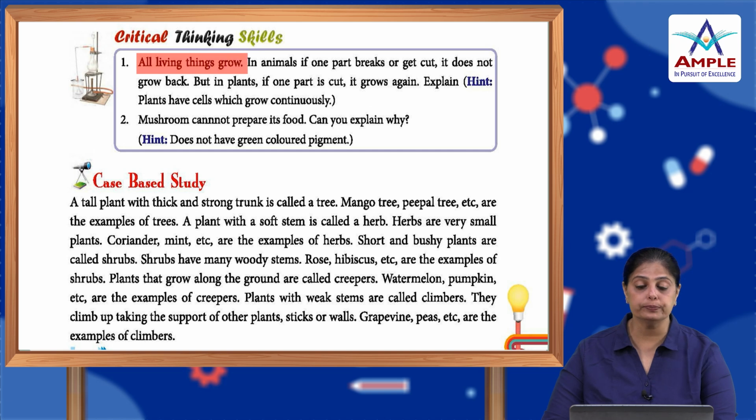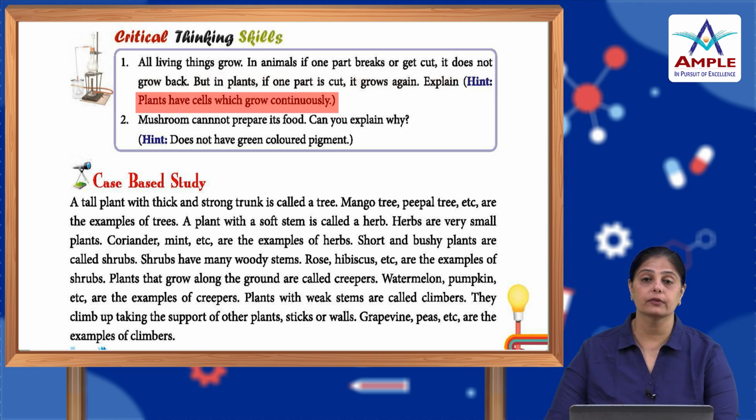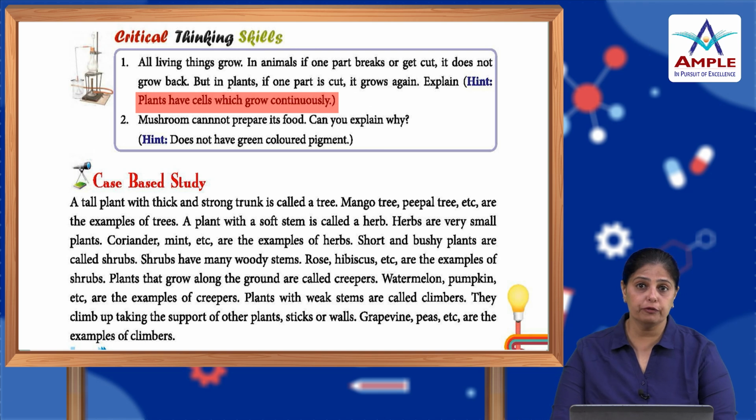All living things grow. In animals, if one part breaks or gets cut, it does not grow back. But in plants, if one part is cut, it grows again. Explain. Hint, plants have cells which grow continuously. So for example, for animals, if any part of the animal is gone, will it come back on its own? No. But for plants, they have different types of cells which keep on growing continuously, and that is the reason why even if one part is cut off, it will automatically start growing again.